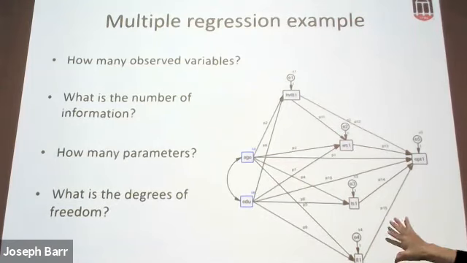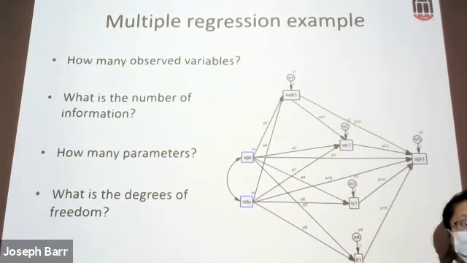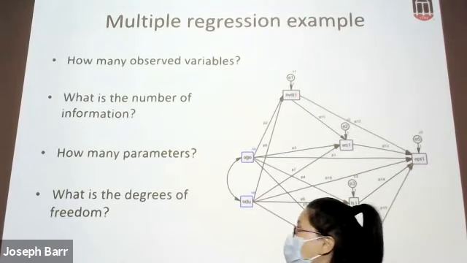Based on this model, let's try to figure out some numbers. First, how many observed variables are in this model? 7. Good. Then what is the number of information? Do you still remember the formula to calculate the number of information?